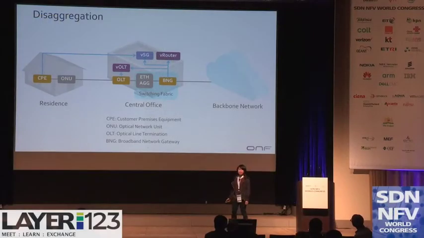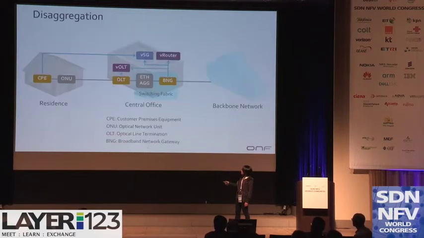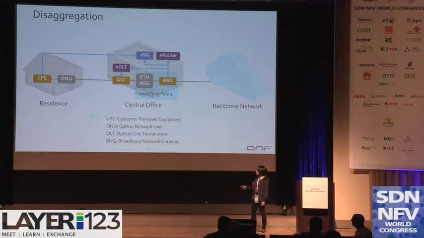Okay, so the focus of this talk is around R-CORD, residential CORD, and VOLTHA. So this should be a pretty familiar picture. The focus is around disaggregation. As you're looking at this, you're going to see components like, for example, the CPE, ONU, OLT, and BNG, which is part of our traditional R-CORD deployment, or traditional residential deployment.